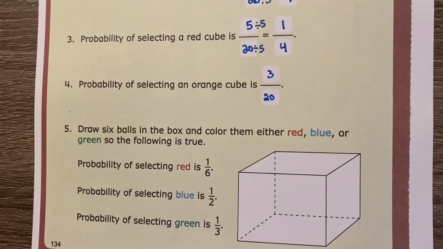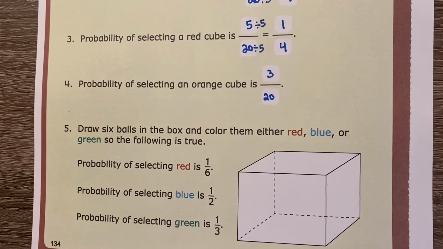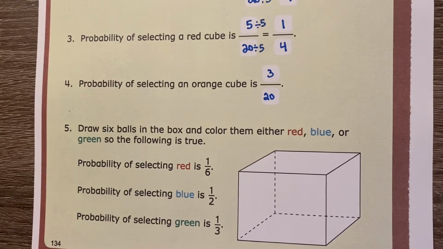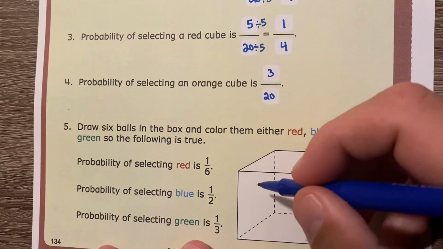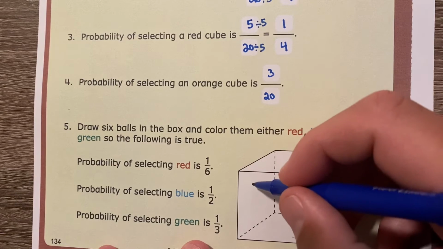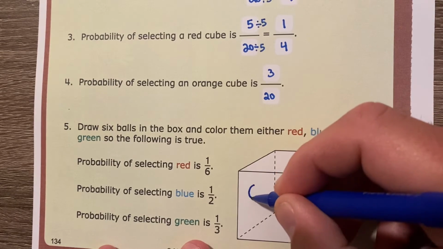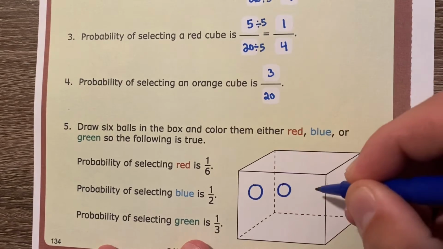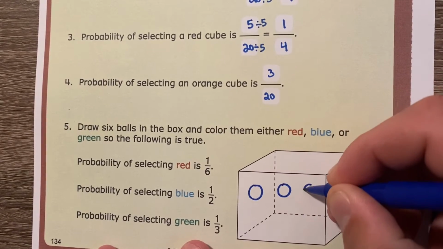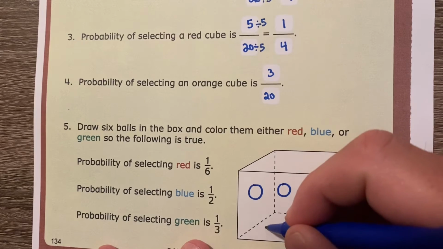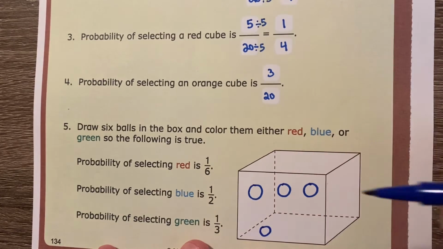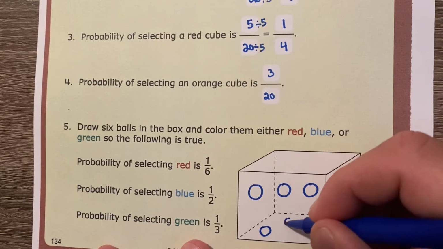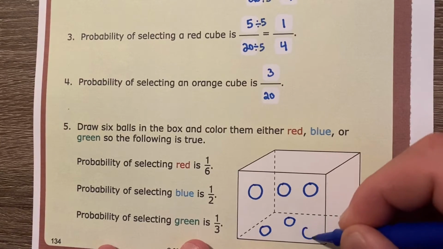So number 5 says, draw 6 balls in the box and color them either red, blue, or green. So the following is true. All right, so let's just draw. I'll just draw 6 in here. 1, 2, 3, 4, 5, 6.